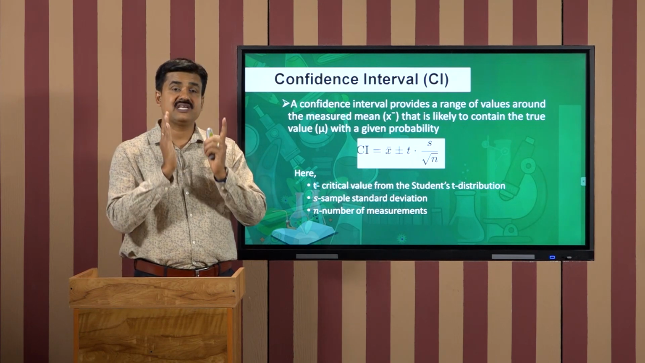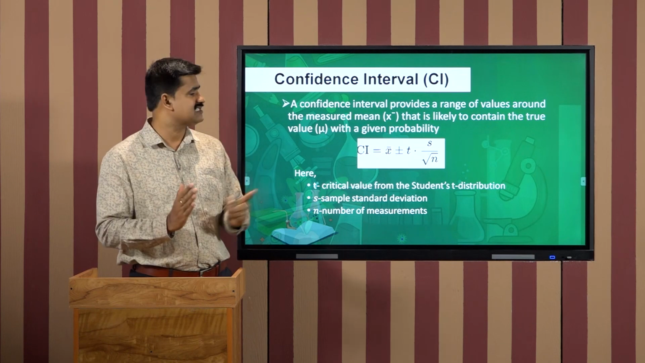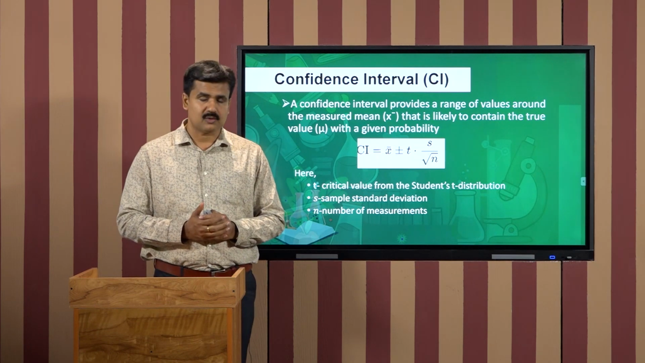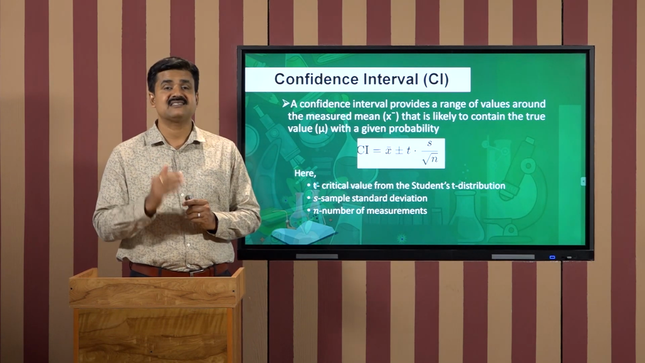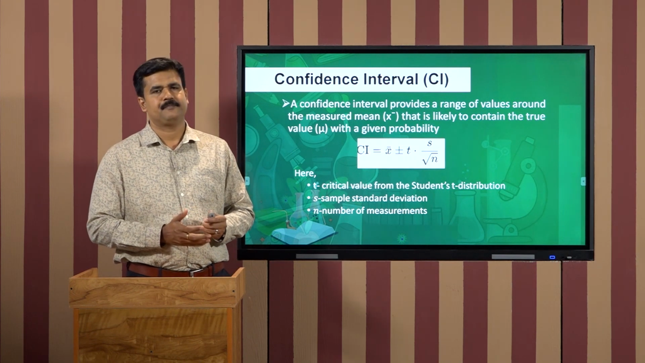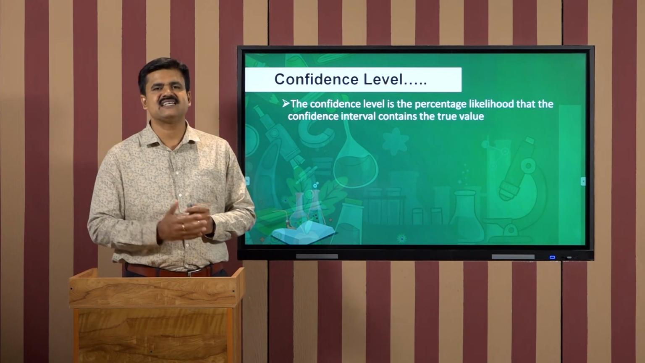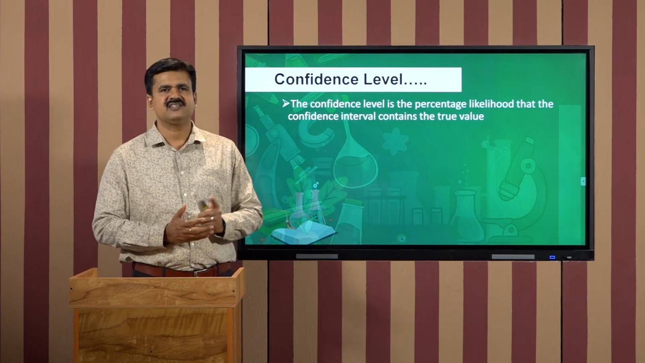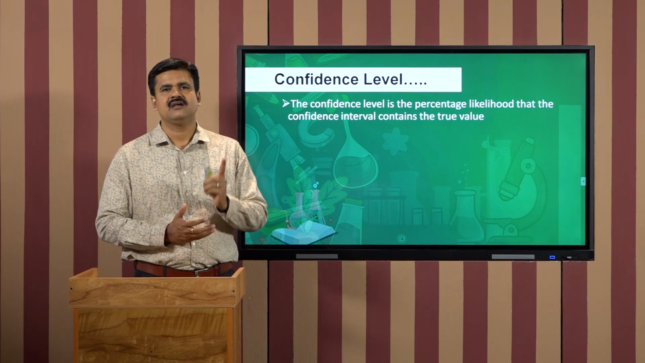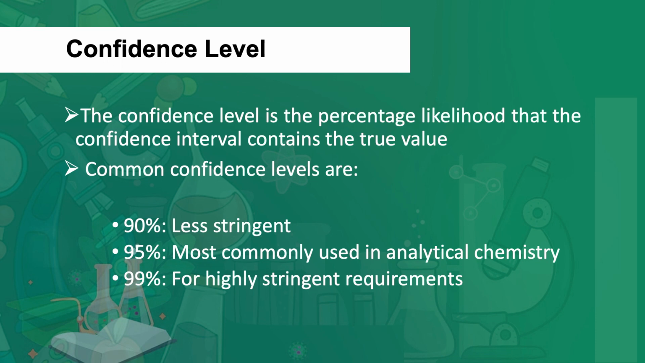So, you have to keep the expression for confidence interval. That expression is CI or confidence interval equal to x bar plus or minus t into s divided by root n. Now, the confidence level is the percentage likelihood that the confidence interval contains the true value. Common confidence levels in analytical measurements are shown here.